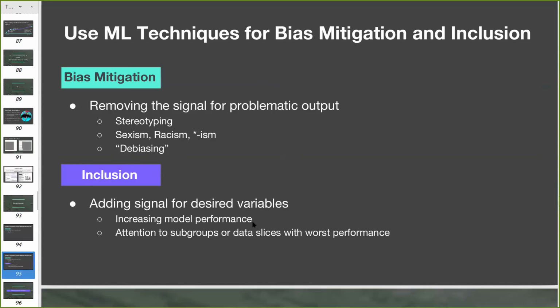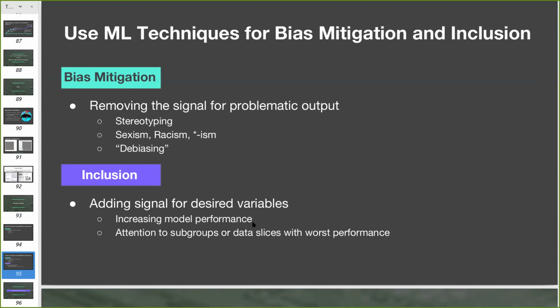Bias mitigation, removing the signal for problematic output. Having stereotypes is something which can't always be avoided. So when that happens in the data, we have to take care that any kind of stereotyping, racism or sexism is removed from the data. This is called debiasing: removing these kinds of biases and stereotypes from the data and making sure that the model receives data which is free from all of that. So that's called bias mitigation.